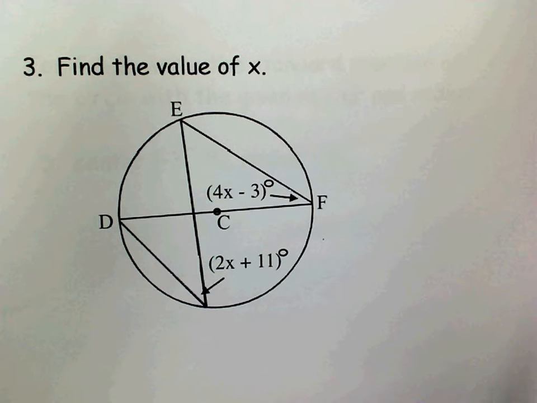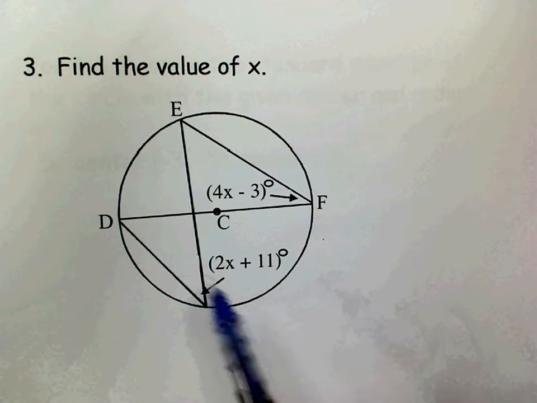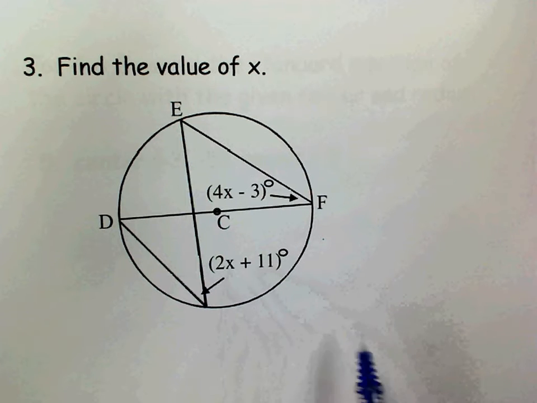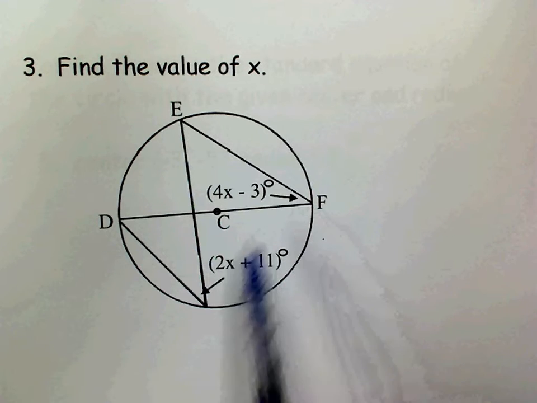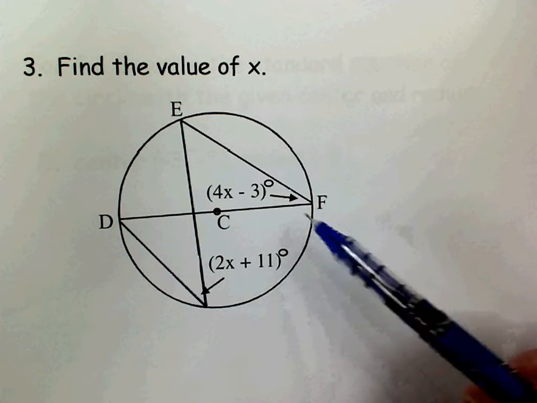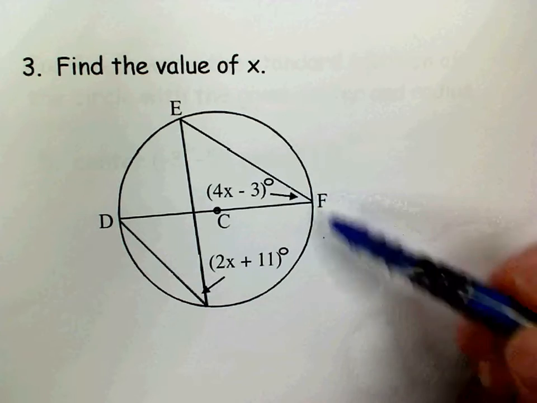For number 3, we're asked to find the value of x. So we have two expressions that involve the variable we're trying to solve for, and they're given in degrees, and they're pointing to the angle that they're representing. So we have to know what type of angle we call this.